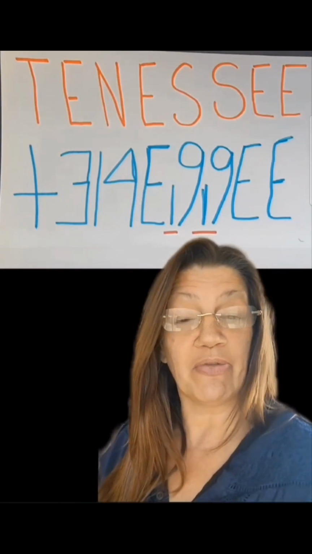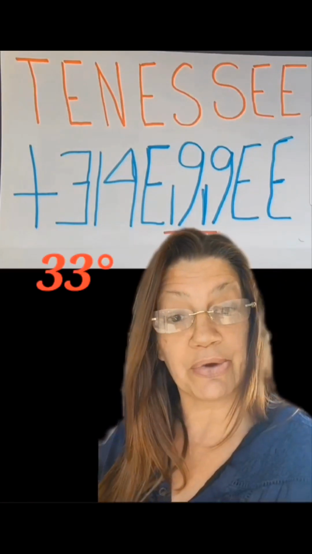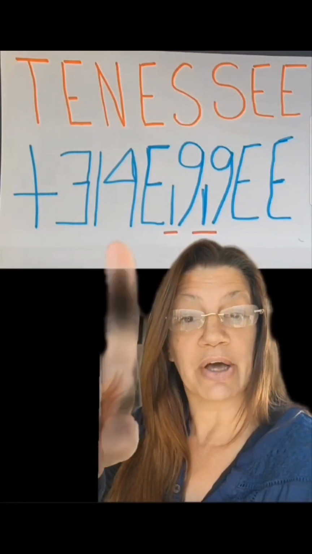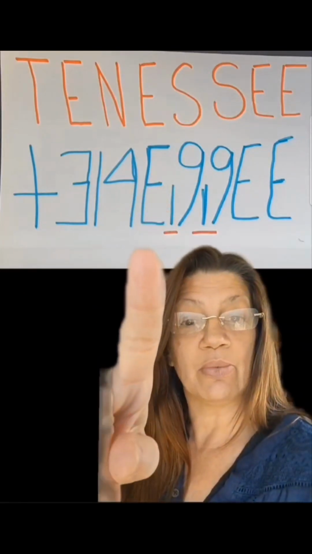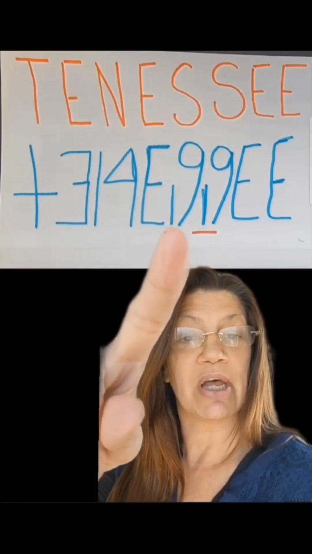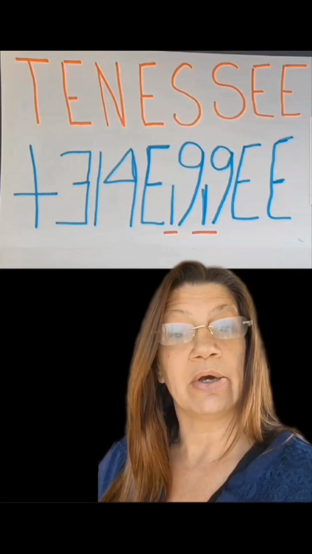E is equal to 5, but in gematria code, it's also a 3. That's 33rd degree gematria. N is the 14th letter. Again, we have the E with the 3. S is the 19th letter, so it repeats 1919, and then EE 33 at the end.